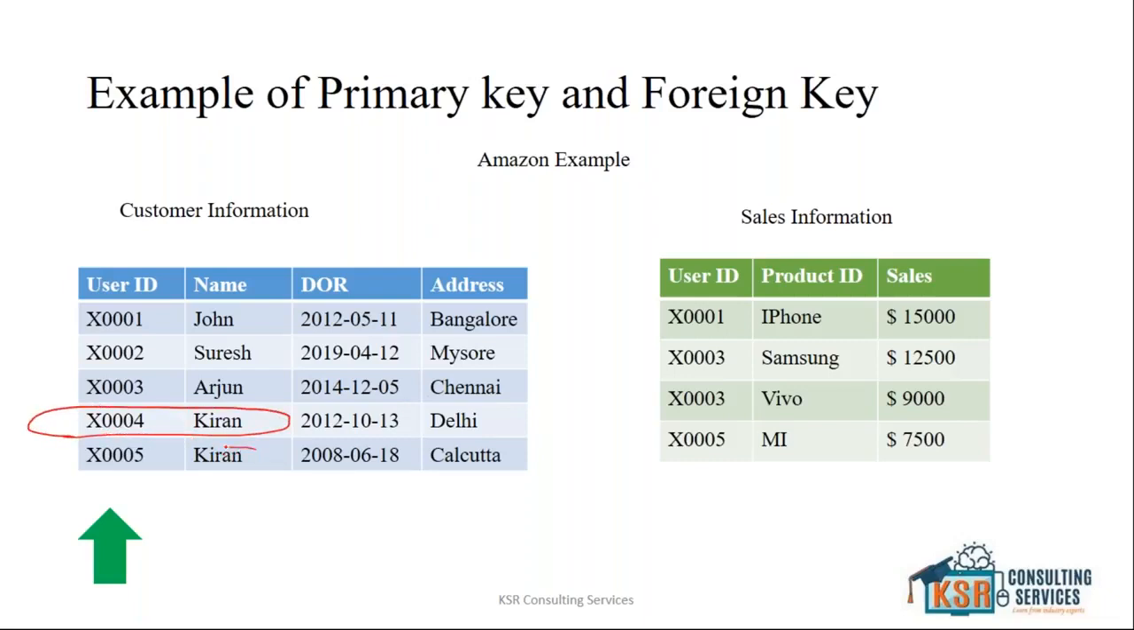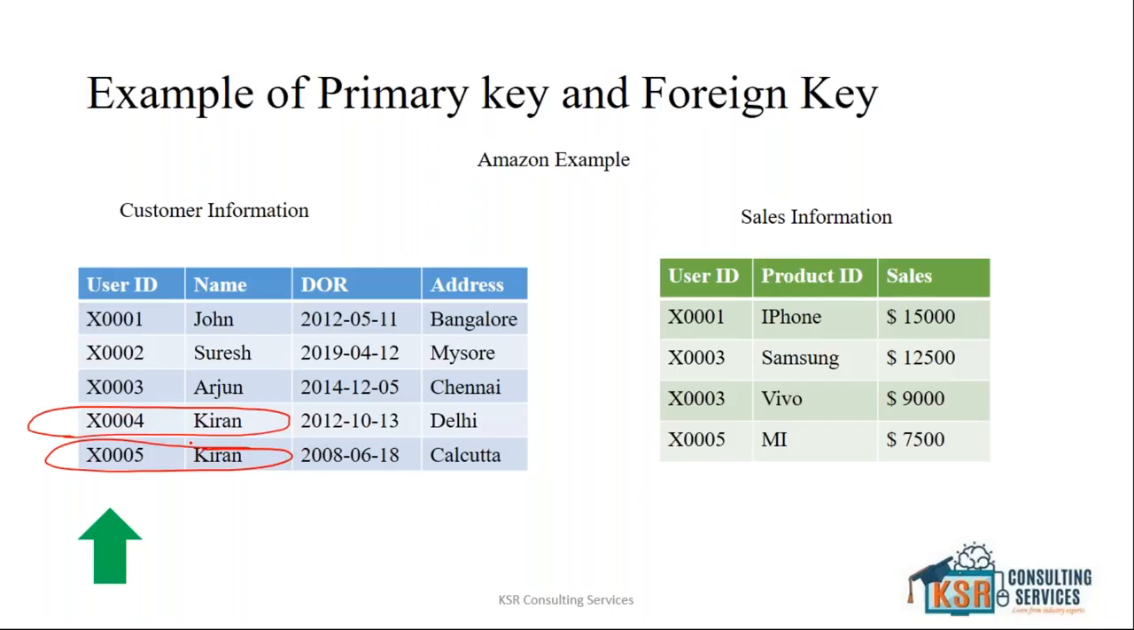One other Kiran has been assigned X005. Now can you tell me which Kiran purchased? Kiran from Delhi or Kiran from Calcutta? Calcutta. How are you telling this? User ID. Yes, rather than mapping with the name, I am mapping with the ID.